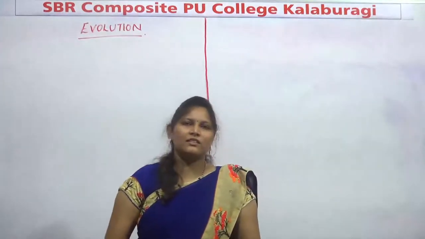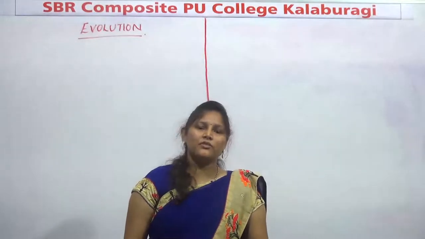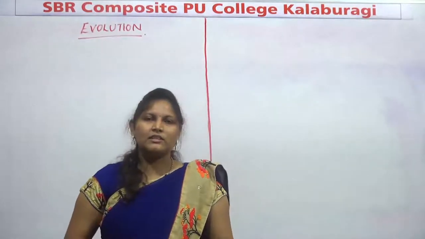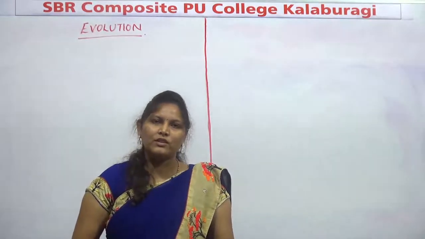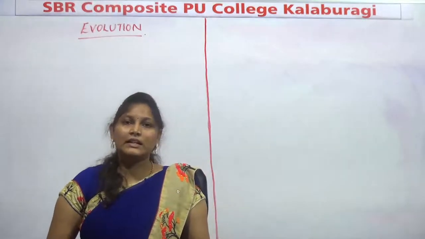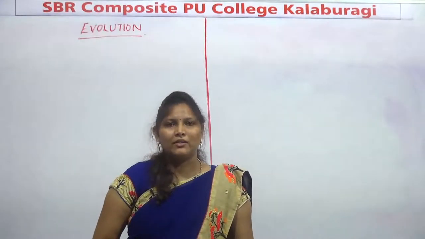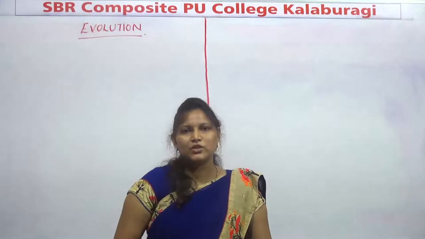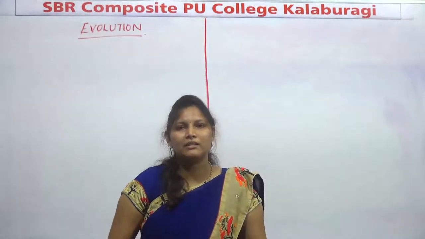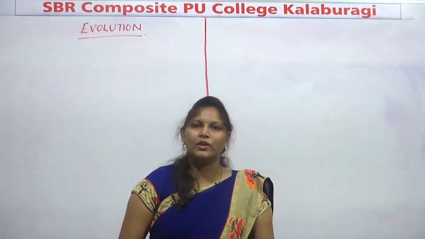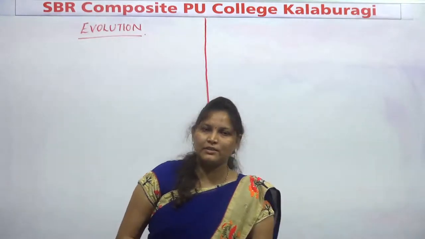Good afternoon, students. We have been discussing evidences of evolution. In that, we are going through comparative anatomy and morphological evidences. We have gone through homologous organs, analogous organs, and a detailed study on adaptive radiation. We have also discussed atavism and vestigial organs. The remaining is connecting rings. Okay, we shall see connecting rings under comparative anatomy and morphological evidences.